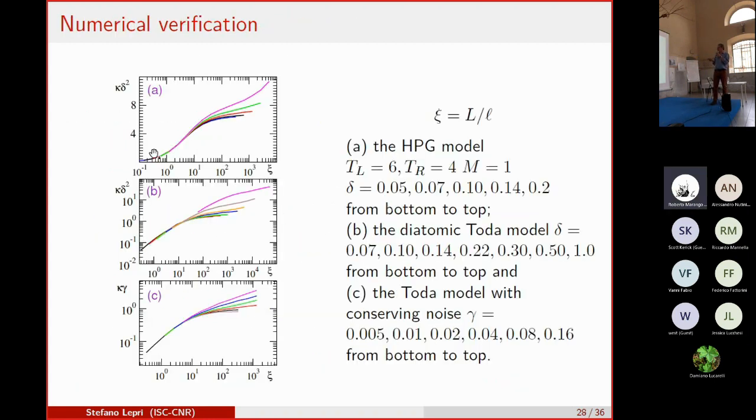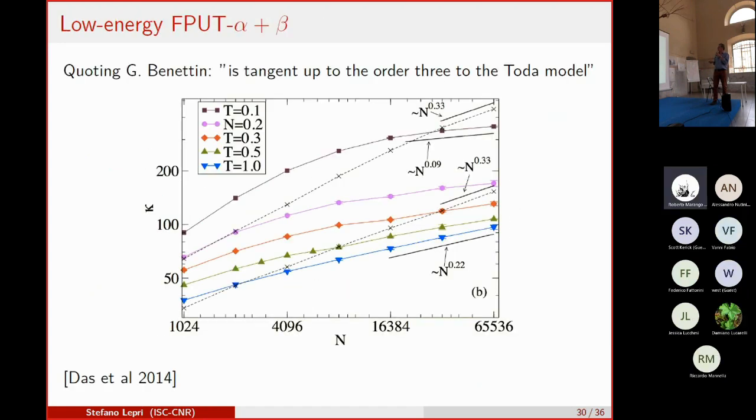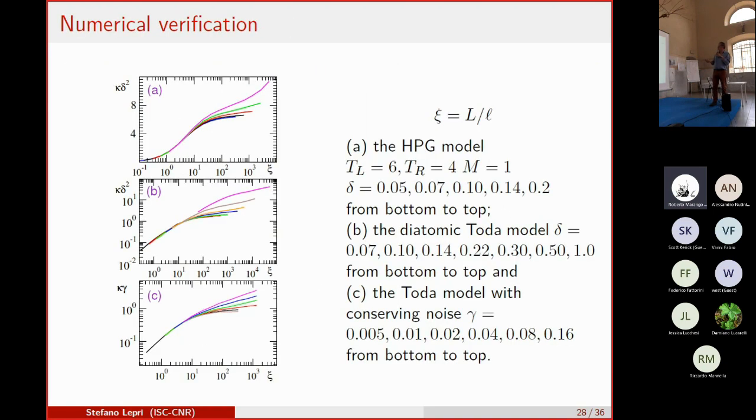Okay, I'll skip the details. It works very well with the numerics. I just show you an example, and I close with this. It works very well for the perturbed Toda. This is what I show you here. If you look, for example, at this curve, you clearly see that there are three regimes: a ballistic, a diffusive, and then hopefully an anomalous behavior.